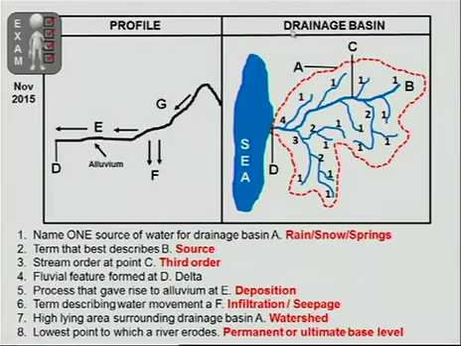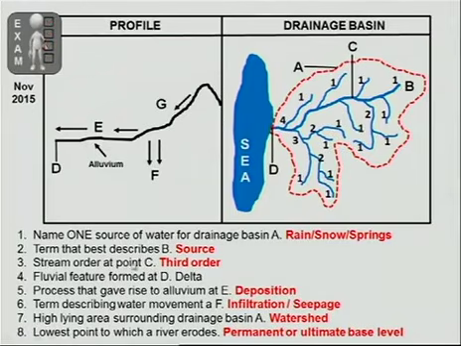That had to do with profile and drainage basins. Name one source of the river at drainage basin A. Here we've got it. That would be rain, snow, springs, quite easy. What term best describes B? Here we've got our drainage basin. See, where's B? So that's right on the top there. So that would be the source.